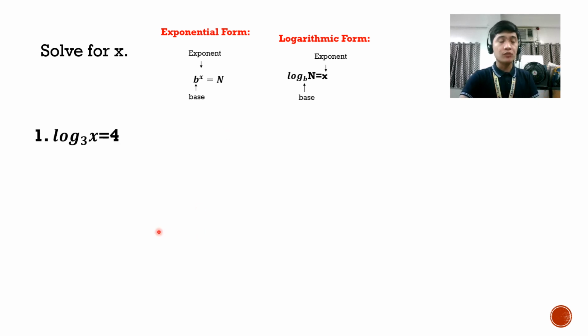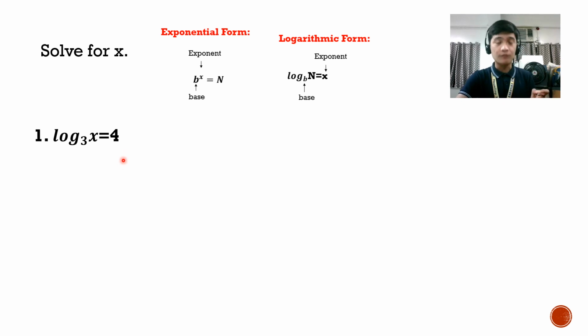Let's have number 1. Logarithm of x base of 3 is equal to 4. Kanina, ang ginagawa lang natin, nako-convert lang tayo from one form to another. This time, hindi lang tayo magko-convert, isosolve na natin yung nawawalang variable. Specifically, isosolve natin yung value ni x. So, logarithm of x base of 3 is equal to 4.